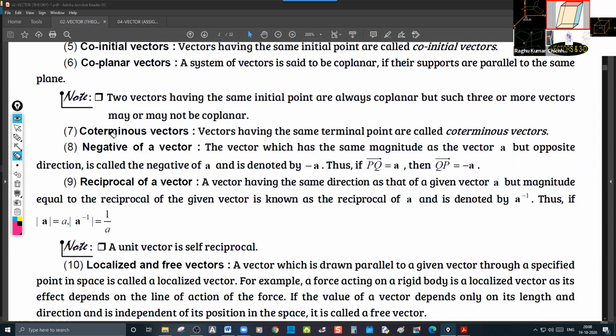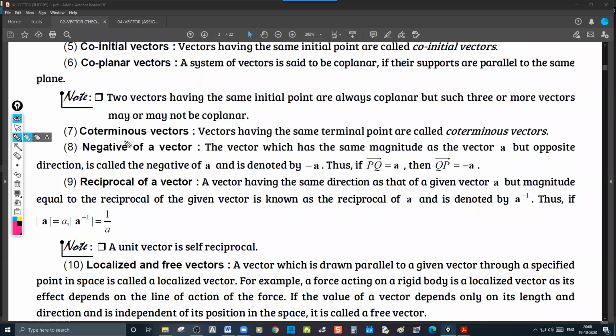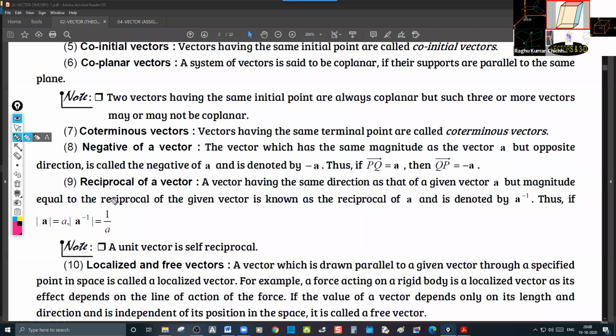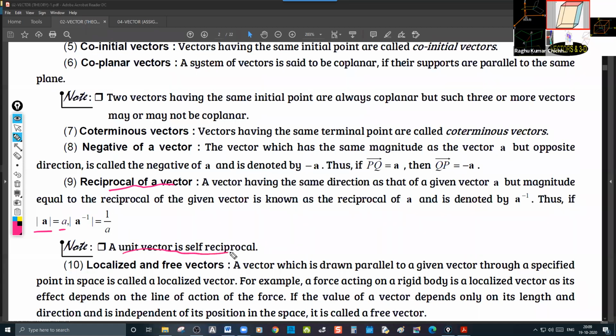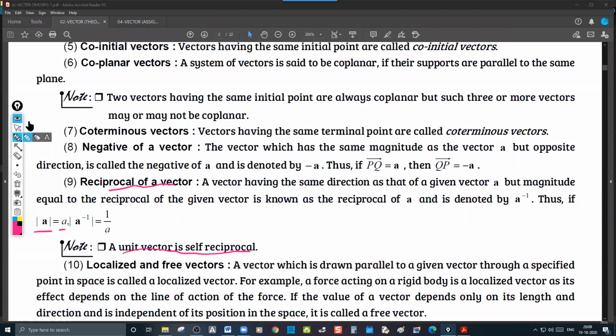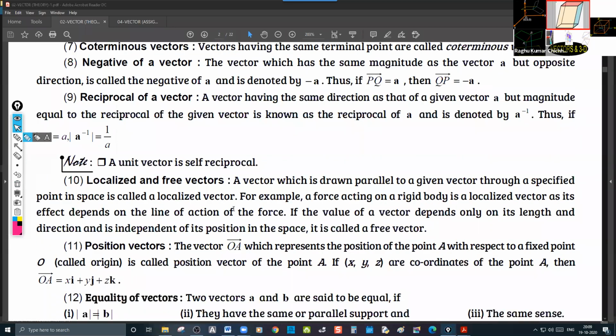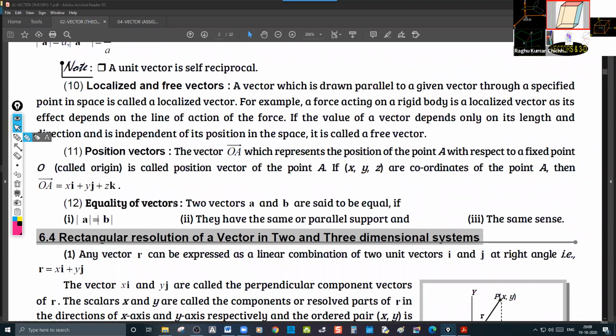Now, coterminous vectors. Tell me, what is a coterminous vector? Coterminous vectors are having the same terminal point. Reciprocal of a vector, I explained to you already. Reciprocal means modulus of A bar is equal to A, and modulus of A inverse is equal to 1 by A. A unit vector is self reciprocal because its length is 1 unit. And then localized and free vectors, wherever this comes, we will see that.